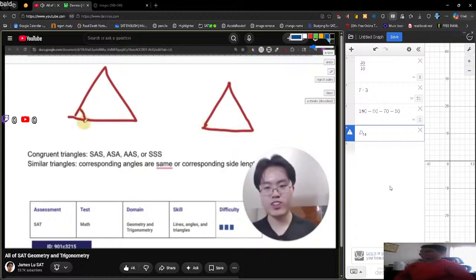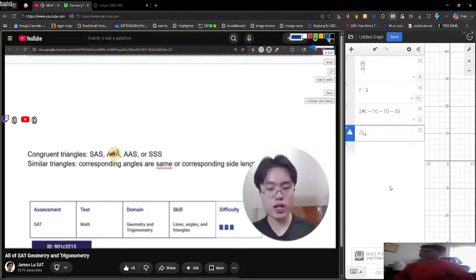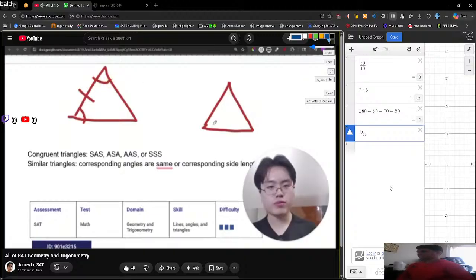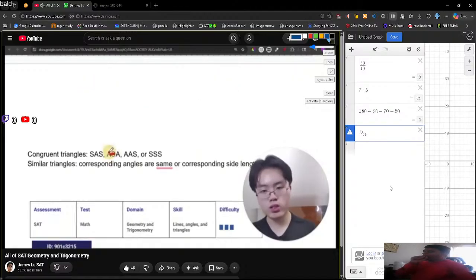So angle, side, angle, angle, side, angle. This works too. It could also be angle, side, angle. It doesn't matter. But as long as there's a side right next to that angle and the angle right next to the side, then that's fine.